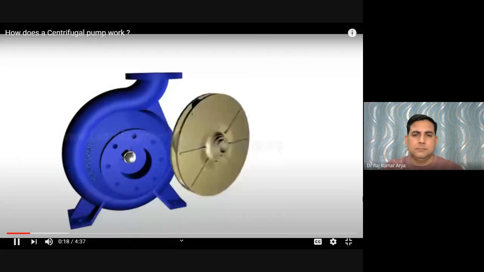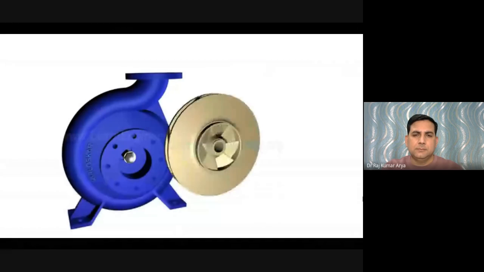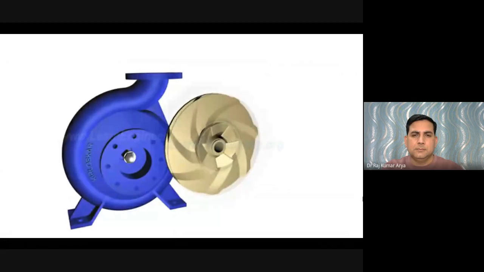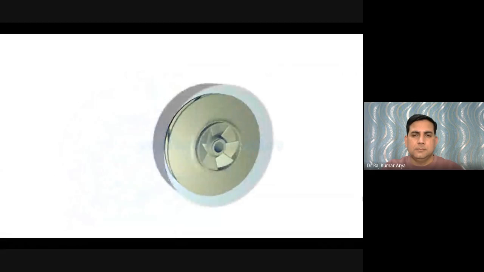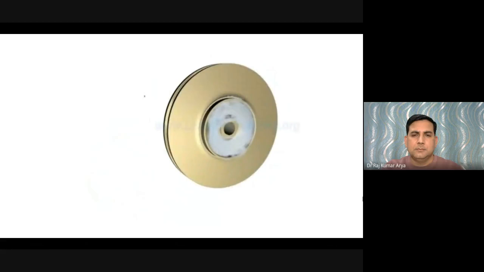It has got a series of curved vanes fitted inside shroud plates. The impeller is always immersed in water. When the impeller is made to rotate, it makes the fluid surrounding it also rotate. This imparts centrifugal force to water particles, and the water moves radially out.